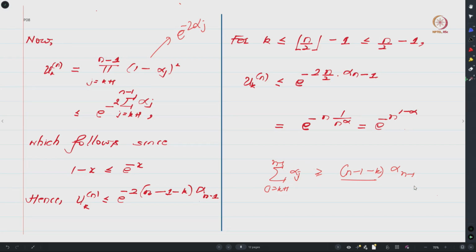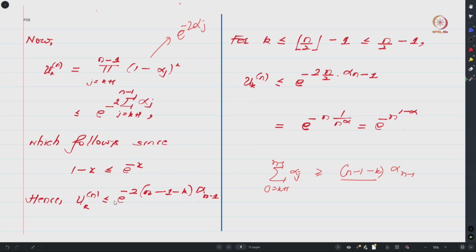So this is exactly what we have, and hence I have replaced this sum with a lower bound, which ends up giving us this upper bound, e raised to minus 2 times (n minus 1 minus k) times alpha n minus 1. Okay, so a lower bound on this quantity translates into an upper bound on this quantity because of the presence of this negative sign.